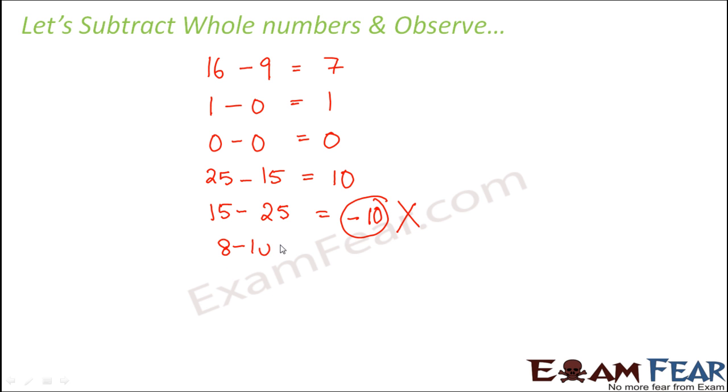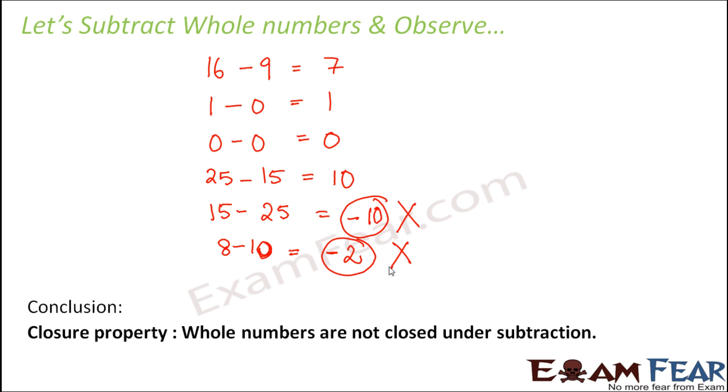Similarly, 8 minus 10, what would it be? It would again be minus 2. So whenever you are subtracting a bigger number from a smaller number, the result is always a negative number. And negative numbers do not fall under the category of whole numbers. Right? So negative numbers are not whole numbers. So then what do we conclude? We conclude that whole numbers are not closed under subtraction. They are closed under addition, but they are not closed under subtraction. So during subtraction, the result can be a whole number. The result can also be something other than a whole number.